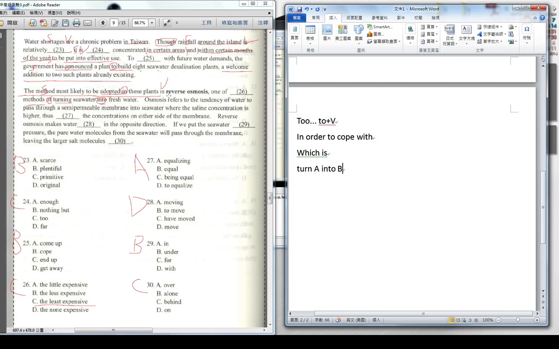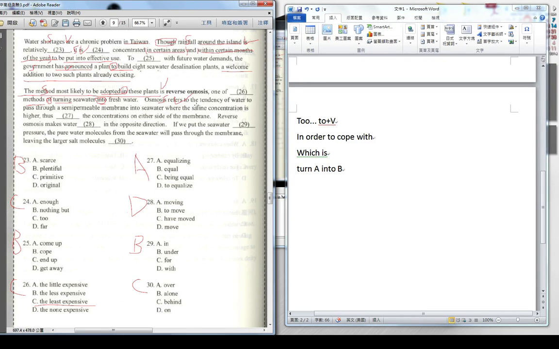Okay, and next sentence. Osmosis, the subject, refers to, the verb. This "to" is a preposition, so it is followed by a noun: refers to the tendency of water to pass through. This "to" is used to combine with a verb, so it's not a preposition. 它是一个不定词。So to pass. Refers to the tendency of water to pass through a semi-permeable membrane into seawater. Okay, so let's read it carefully. Osmosis refers to the tendency of water to pass through a semi-permeable membrane into seawater.